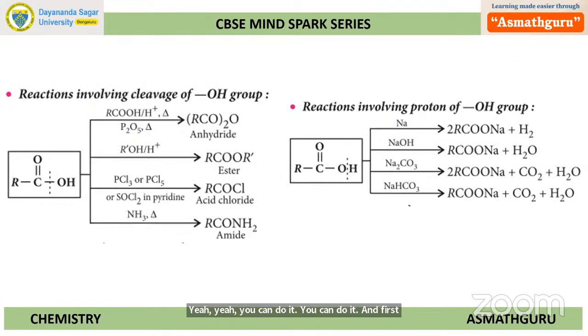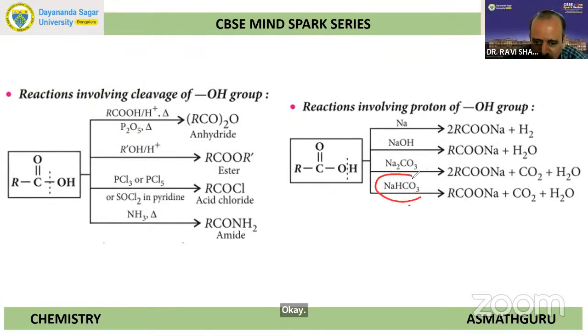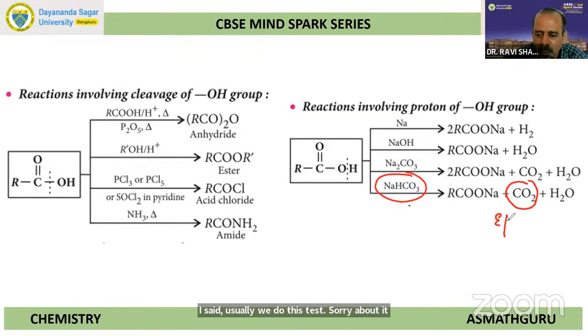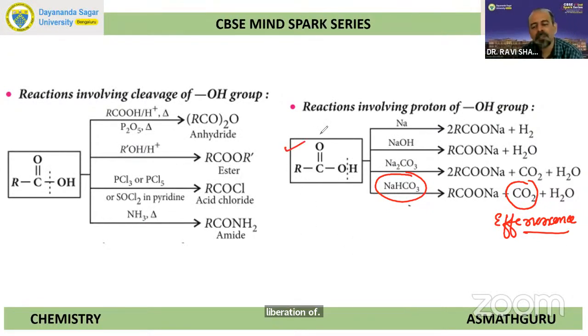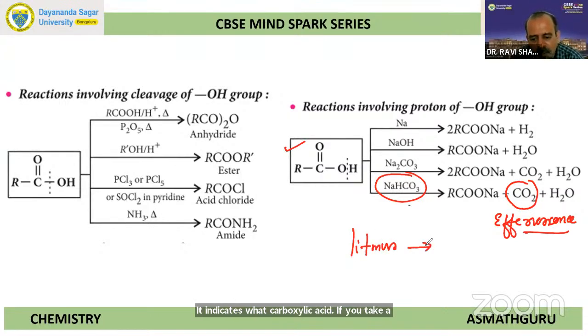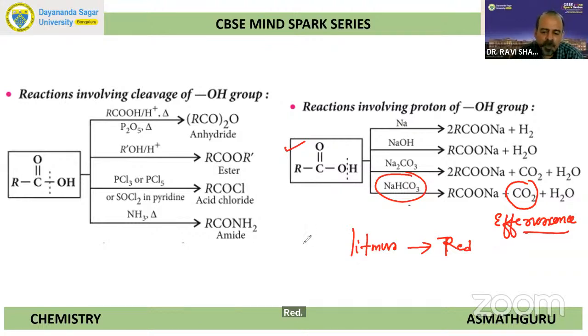For carboxylic acid, usually we do the sodium bicarbonate test. When you do it in a test tube, a large amount of carbon dioxide is liberated. We say a vigorous reaction takes place with the liberation of carbon dioxide. Effervescence is obtained, the bubbles of CO2 will come. When the bubbles of CO2 come, it indicates carboxylic acid. If you take a blue litmus paper, it turns red.